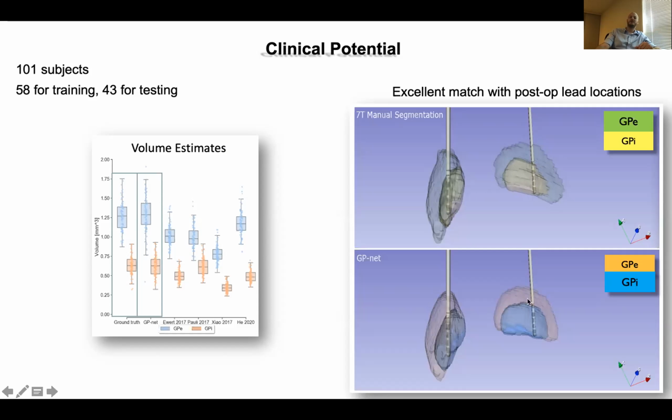In the lower panel, you can see the same electrodes with respect to the automatic segmentation performed by GPNet and the GPI in blue here. And you can see again an excellent match between the electrode location, the contact locations, and the GPI itself. So this is the power of combining 7 Tesla MRI and modern deep learning techniques in order to achieve clinical efficacy. That's it. Thank you.